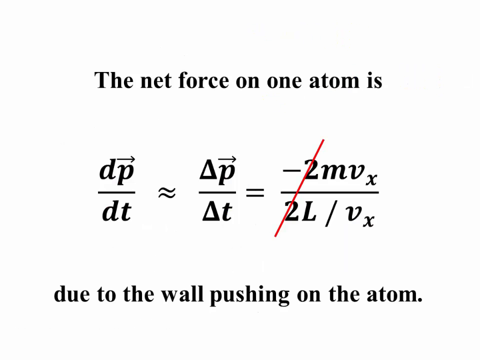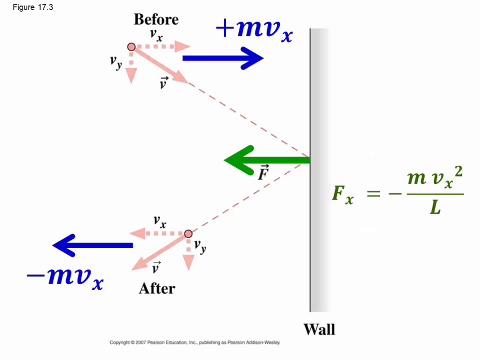and therefore the time is 2L over the speed. That means the net force on that atom, which is dp/dt, is the change in momentum over the change in time, which is going to be negative 2 mvx divided by 2L over vx. The 2's cancel, the vx ends up in the numerator, and we get a result for the force of the wall pushing on the atom. Okay, so what have we got? We've got a force that's negative, to the left, required to change the momentum from right to left, and is equal to negative mvx squared over L.